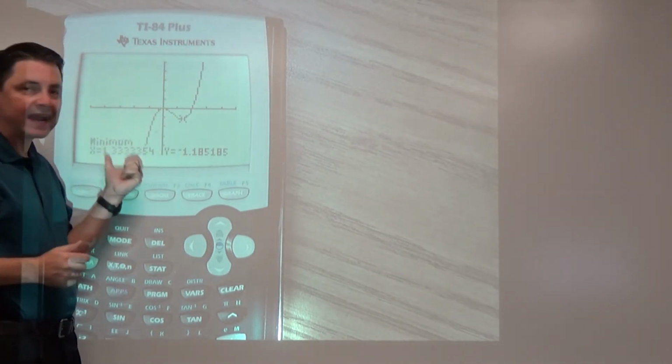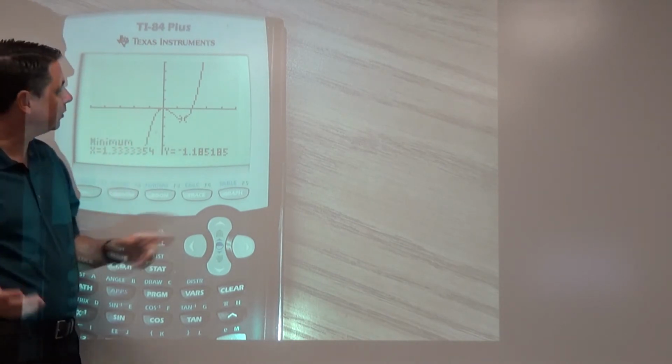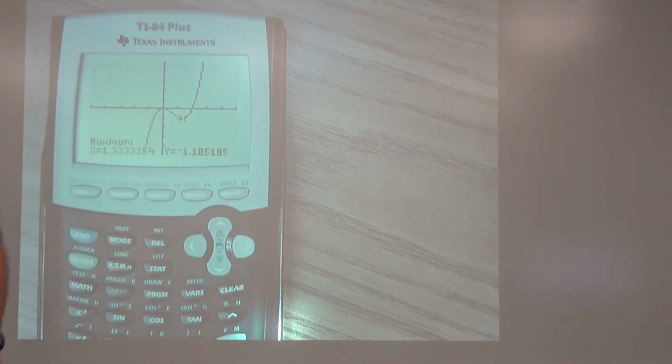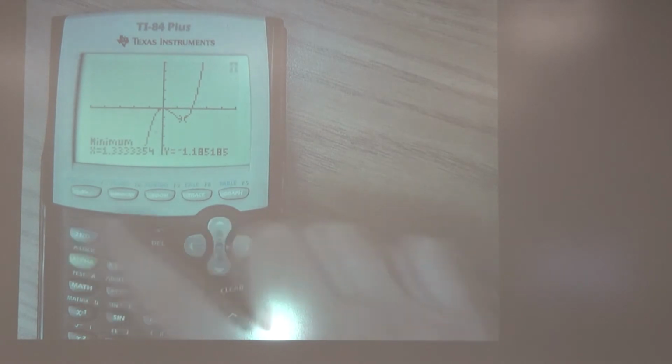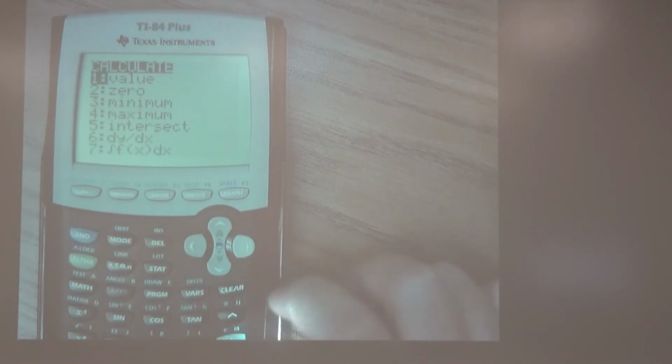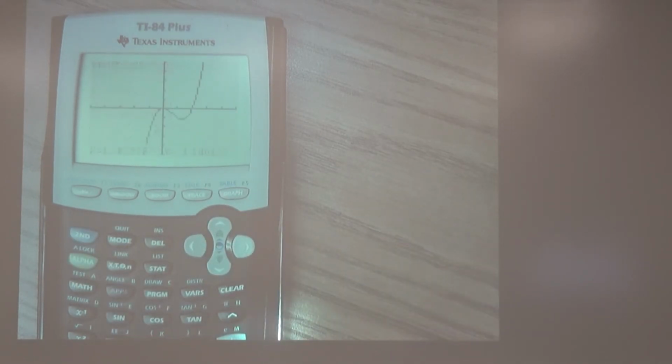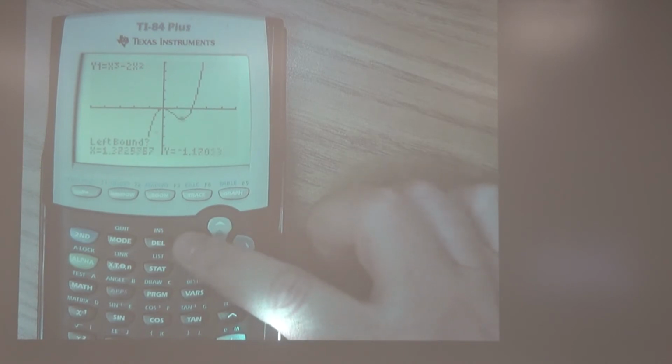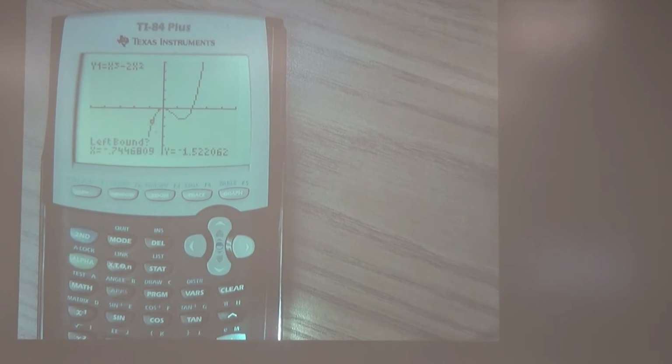Now as far as maximum, we'll redo the problem and then we're going to look here. So second trace to calculate. Let's find a maximum. We need to be left of where we think it is. That should be safe. I hit enter. Arrow to the right to get to the right of where we think that maximum is. Hit enter. And I don't have a guess, so I press enter.